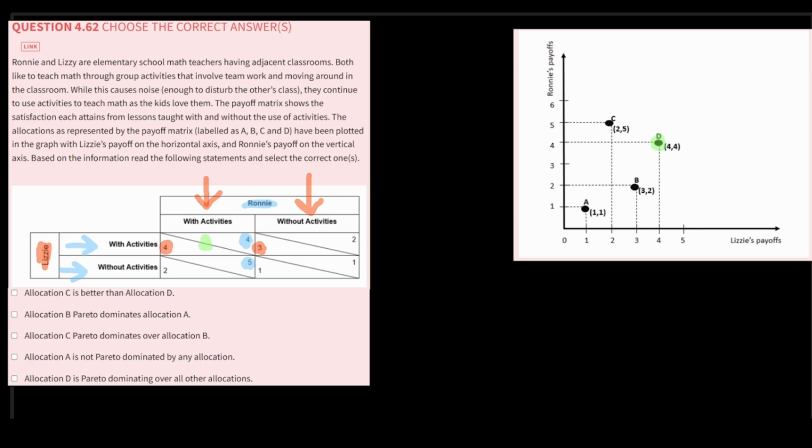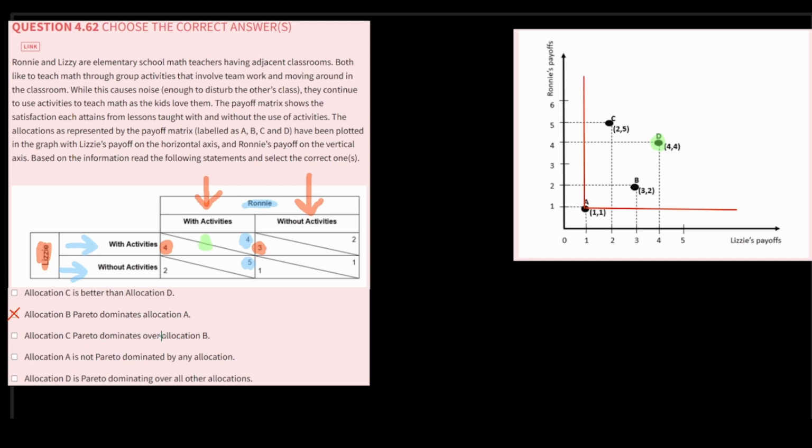B Pareto dominates A. Yeah, that looks correct to me just by eyeballing it. And again, let's take a look and confirm that. I'll use red. So we're saying B dominates A. So if we go up from A, there we go. In fact, B, C, and D all dominate A. So yeah, that's a true statement.